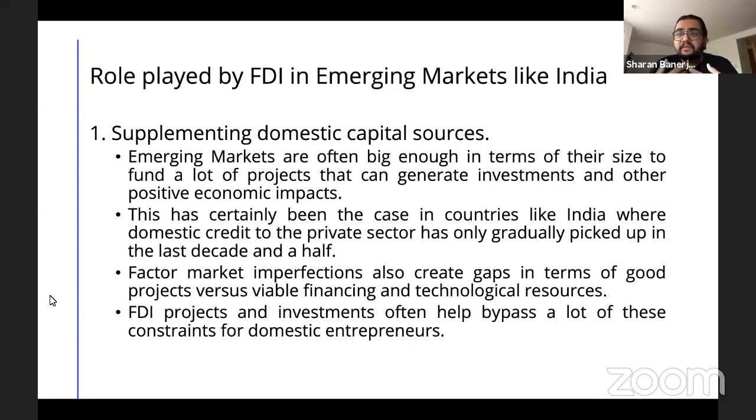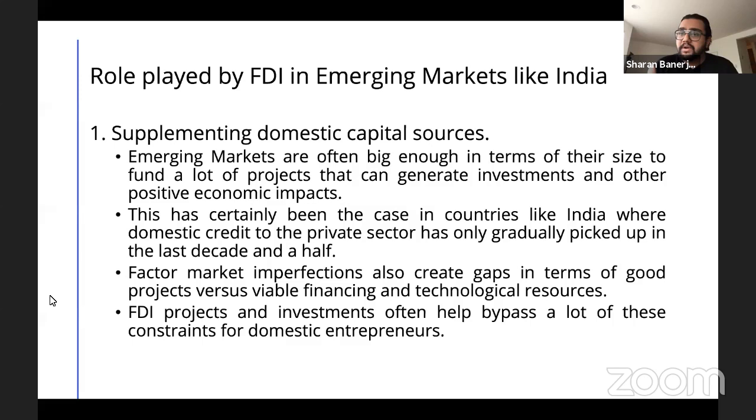The first, very textbook Econ 101 neoclassical economic approach is trying to supplement domestic capital sources. Emerging markets are not big enough in terms of economic size to fund a lot of their projects to generate investment and positive economic impacts. If you look at emerging markets in Africa, if you look at Brazil, the economy is not big enough to have a lot of domestic investors pump their money into the projects that are needed to push the economy to the technology frontier or the growth frontier, right?